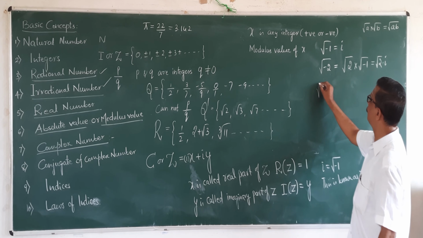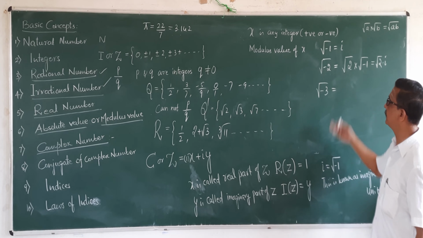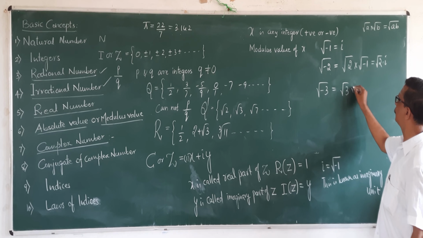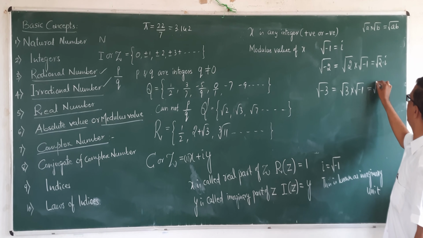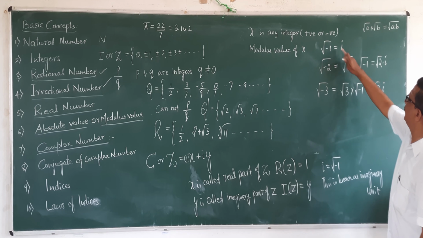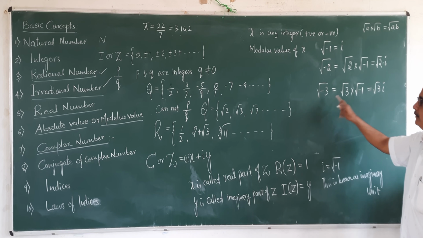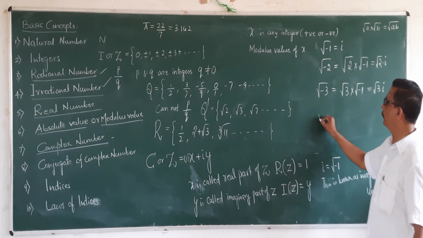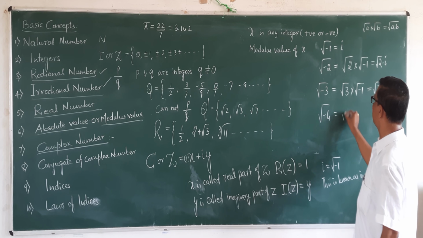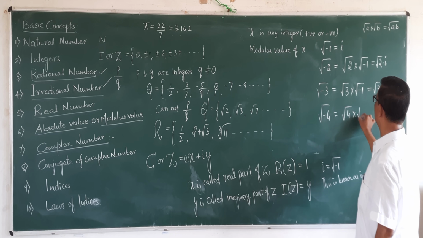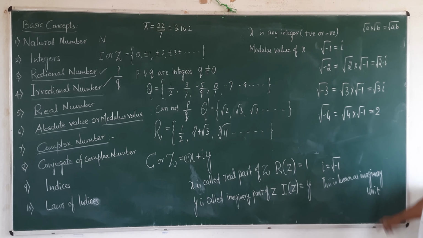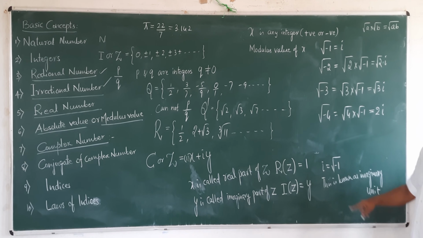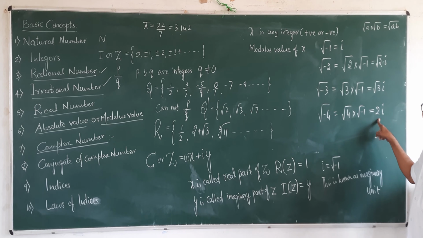What is the value of root of minus 3? Same type. We can write root 3 into root of minus 1. So root 3 as it is, root of minus 1 value i, so root of minus 3 is root 3 i. What about root of minus 4? Root 4 into root of minus 1, but the square root of 4 is a perfect value, that is 2. Root of minus 1 value i. So root of minus 4 is 2i.